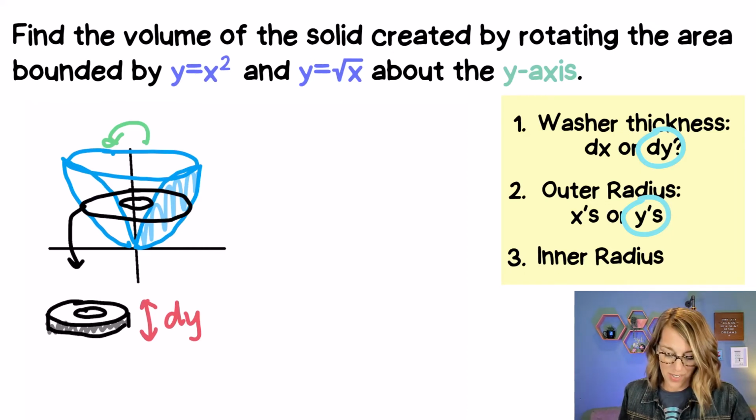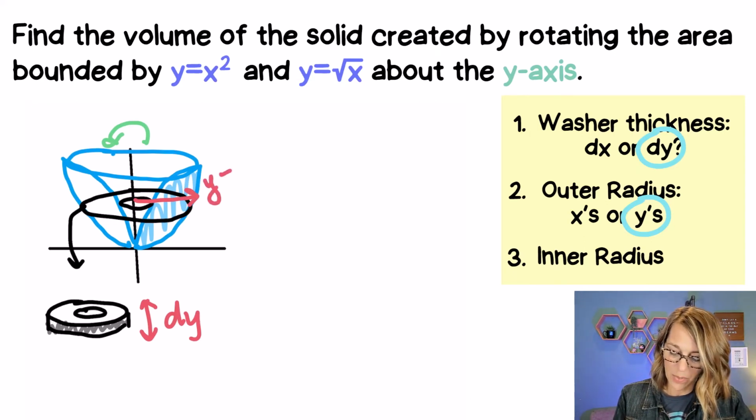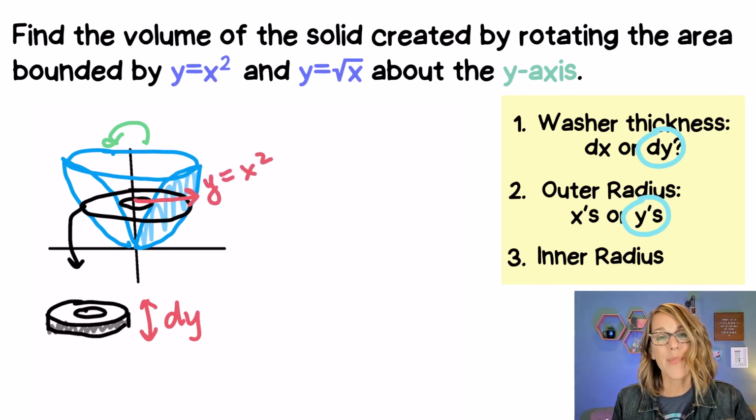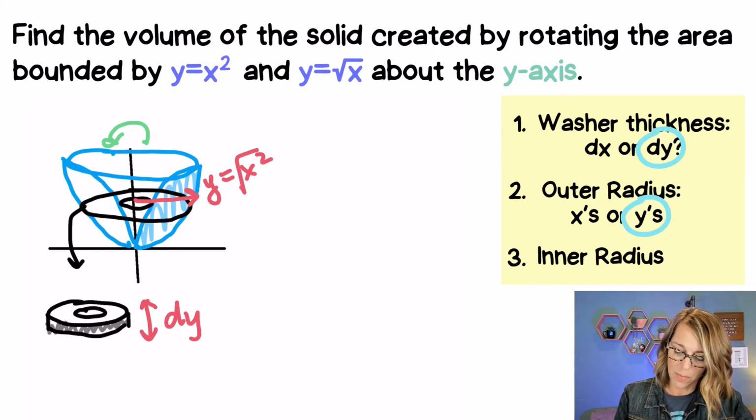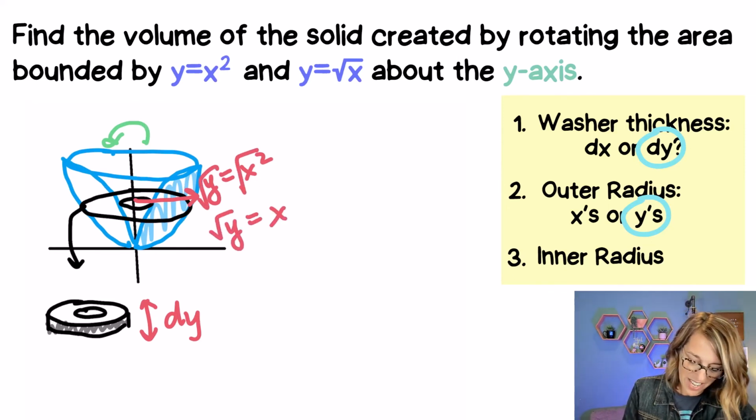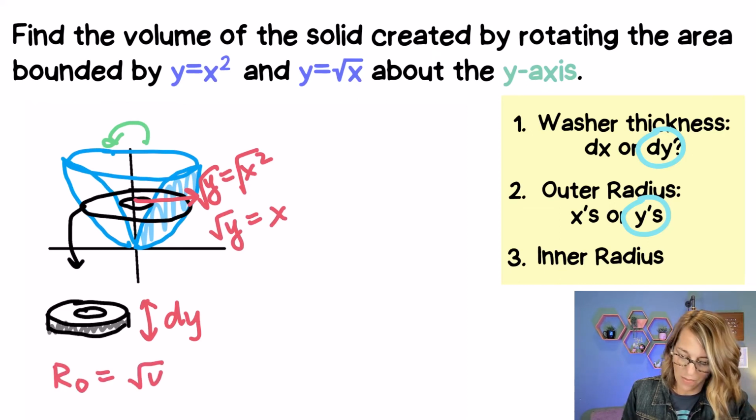Let's move on to that outer radius. So for that outer radius, I need to go from the axis of revolution to my outer edge. That outer edge is y equals x squared, but we want that outer radius in terms of y instead. If I take a square root on both of these, I get the square root of y equals x. It's going to be my outer radius. So my outer radius is the square root of y.